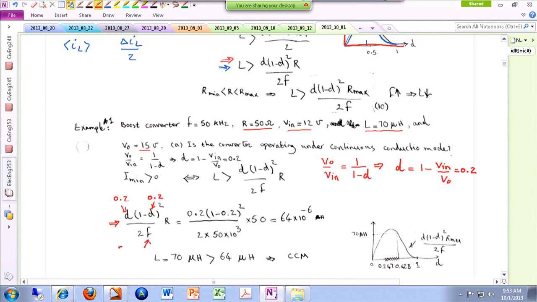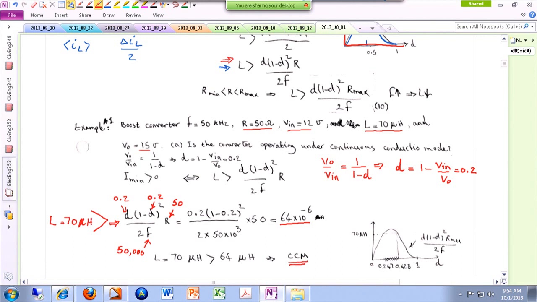And the frequency is 50,000, and the load value is 50. Okay? So altogether, if you punch in the numbers, you are going to realize that the numerical value of that expression is 64 times 10 to the power of negative 6. And as it turns out, our inductor, which is 70 micro, is greater than that 64. So that means you are operating under continuous conduction mode. So the answer to that question is yes. The converter is operating at continuous conduction mode.